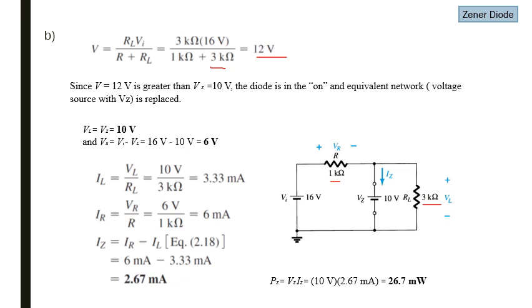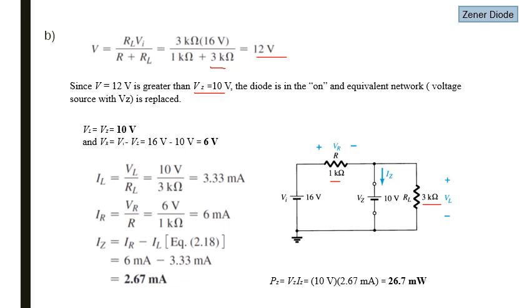Now V is equal to 12 volt, which is greater than Vz, which is 10 volt. That means the diode is in its on state, and we should replace the diode with an equivalent circuit which is a 10 volt voltage source. Now we have replaced the diode with this equivalent circuit of 10 volt, which is equal to Vz.